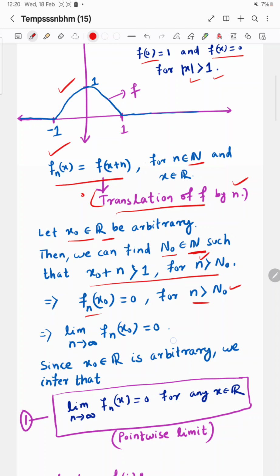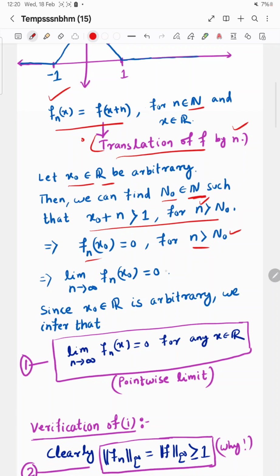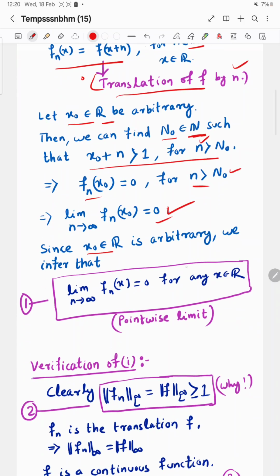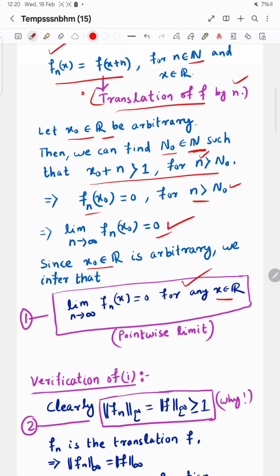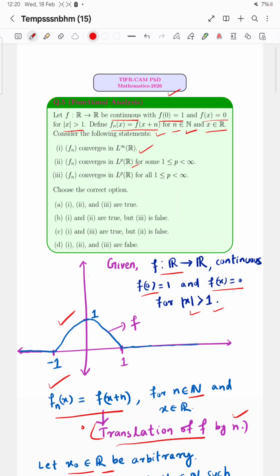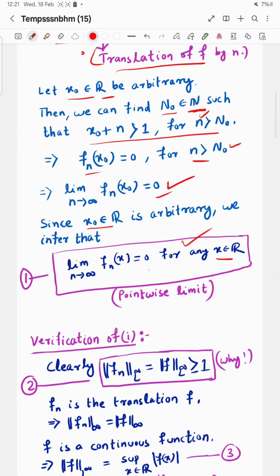This implies what? The limit value of these things is equal to 0, because f_n vanishes at the point x0 for every n greater than n0, and when n goes to infinity it gives 0. But our point x0 is an arbitrary real number, so this implies that the pointwise limit of f_n is equal to 0 for every x belonging to the real number set. So we infer a very interesting property: this sequence f_n has pointwise limit equal to 0.